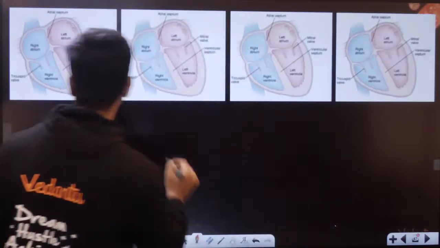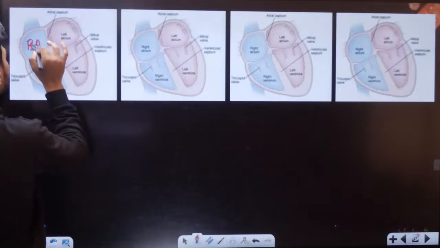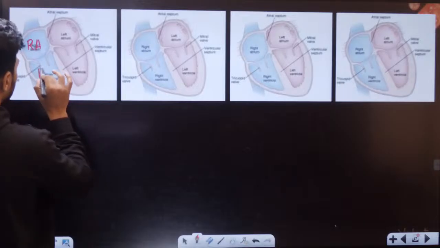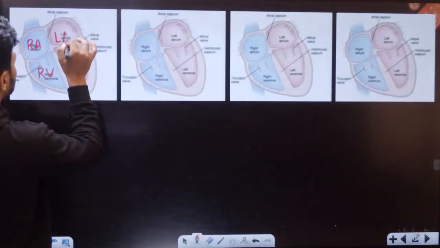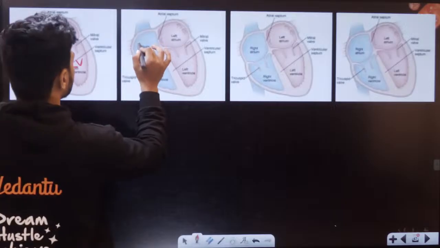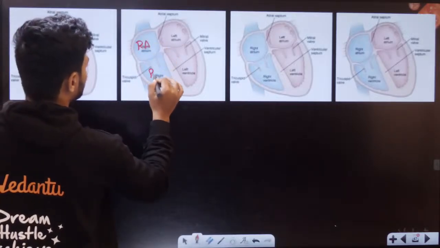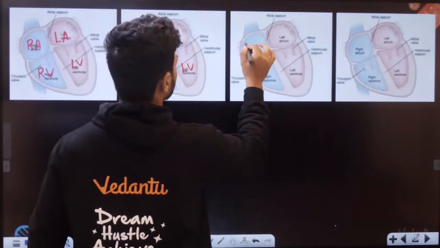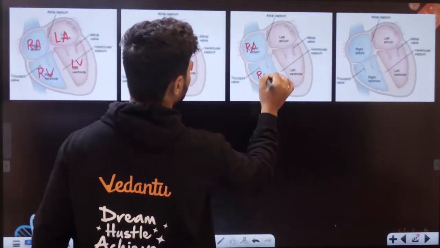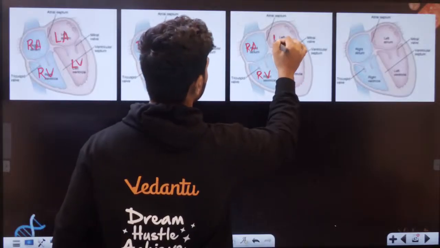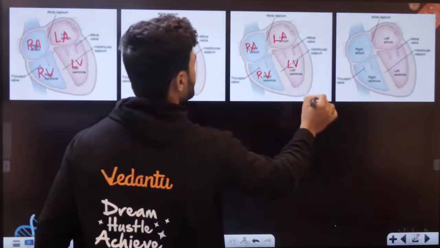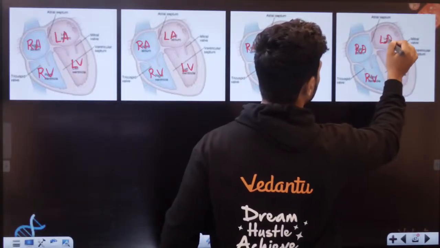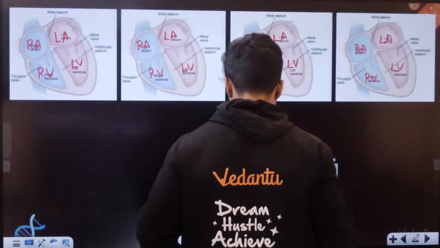Atria. Right atria. Left atria. Right ventricle. Left atria. Left ventricle. Right atria. Right ventricle. Left atria. Left ventricle. Clear students, clear.